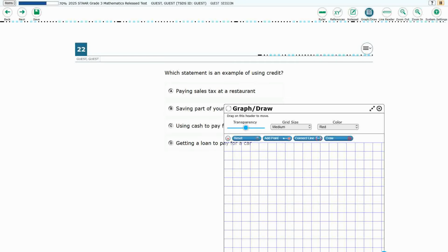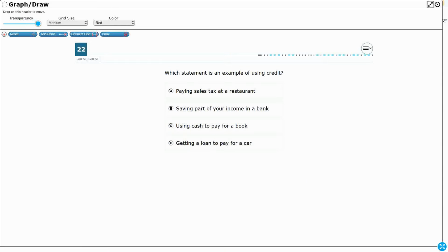3.9D. This is personal financial literacy, which means this is going to be mainly understanding and vocabulary. So we need to find an example of credit. Well, if we don't know what credit means, then we're just guessing. And the answer selections definitely show that most of our students were just guessing.